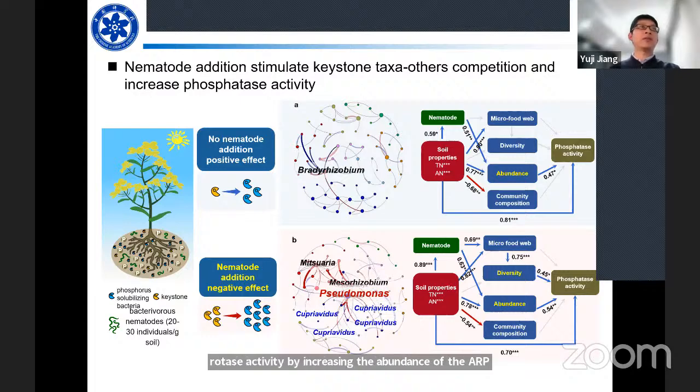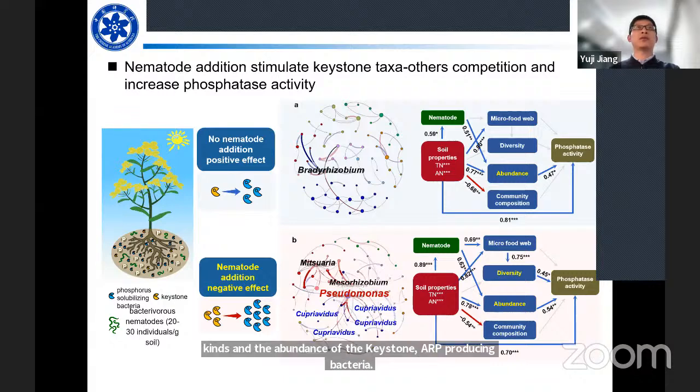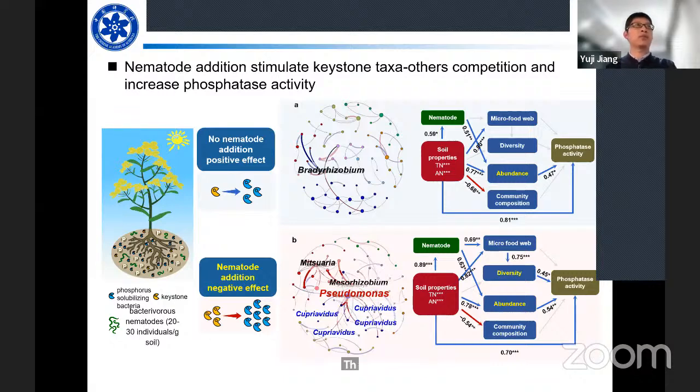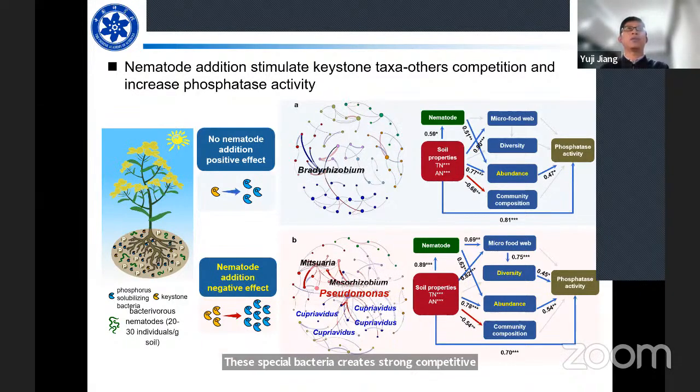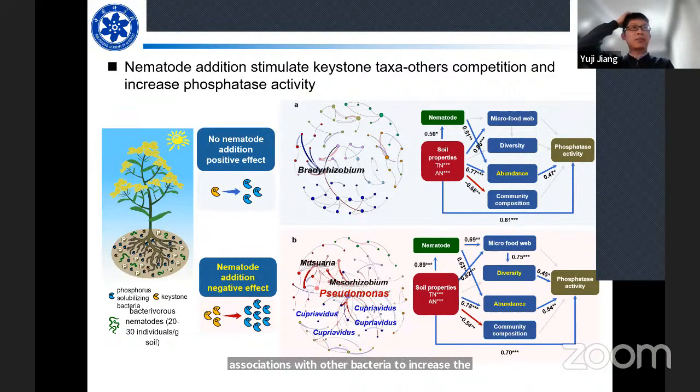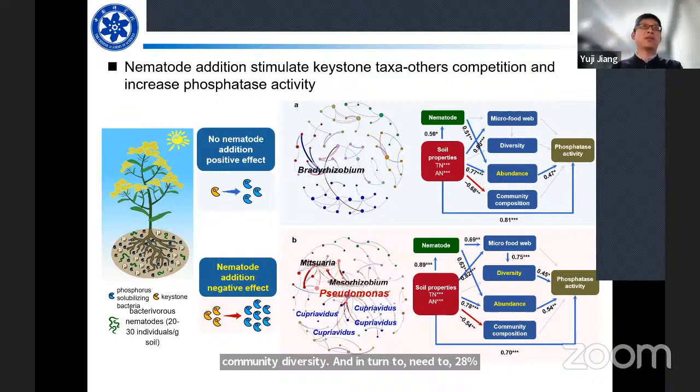However, nematode addition treatments increase the kind and the abundance of the keystone ALP-producing bacteria. These special bacteria create strong competitive associations with other bacteria to increase the community diversity, and in turn lead to a 28% increase in the phosphatase activity.